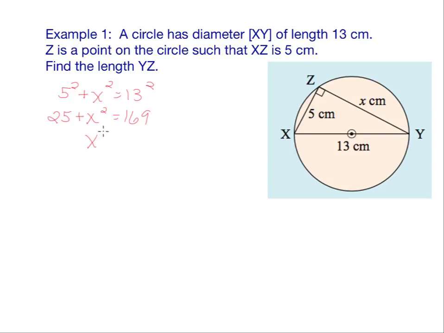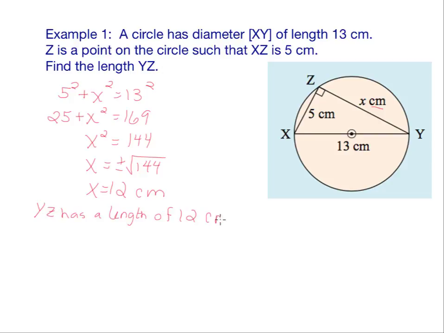So I end up with x squared is equal to 144. Then taking the square root, remember we have plus or minus the square root of 144, which is equal to 12. Now notice I only use the positive because this is a distance. I want positive. So my answer is 12 centimeters. But remember, in all word problems, we have to write our answer as a sentence. So I would translate this to the following sentence: YZ has a length of 12 centimeters.